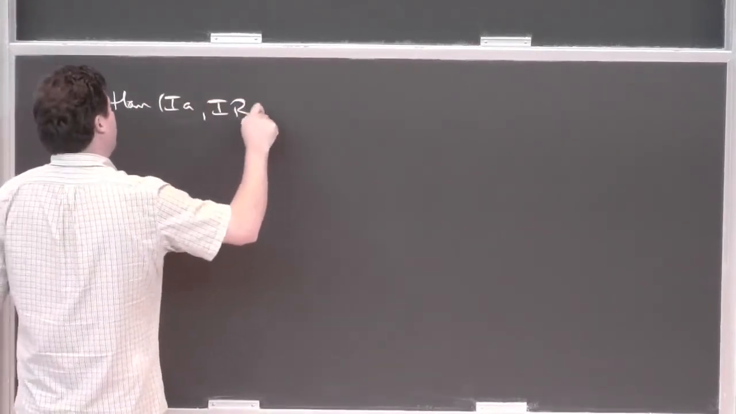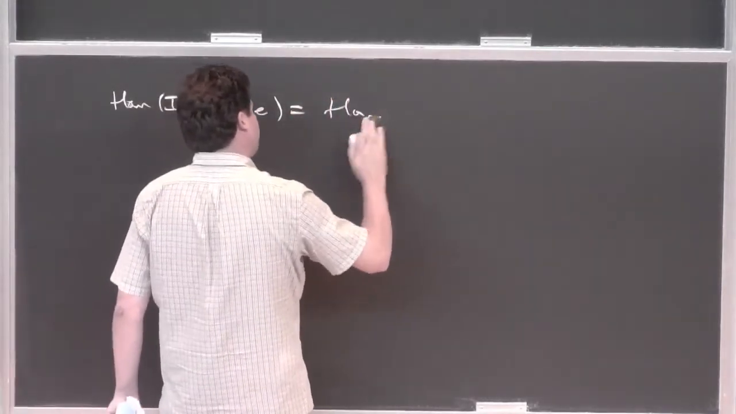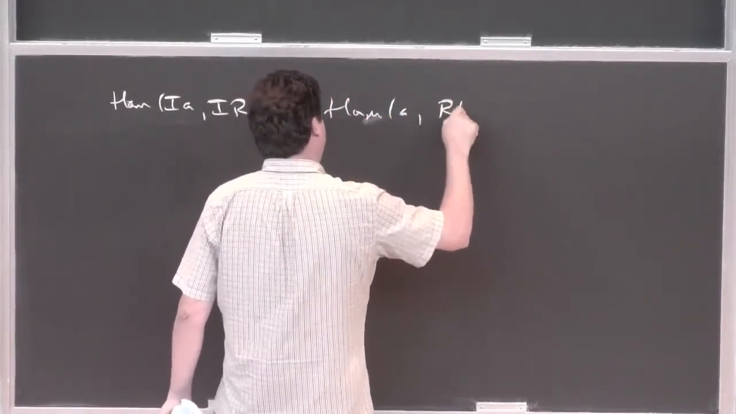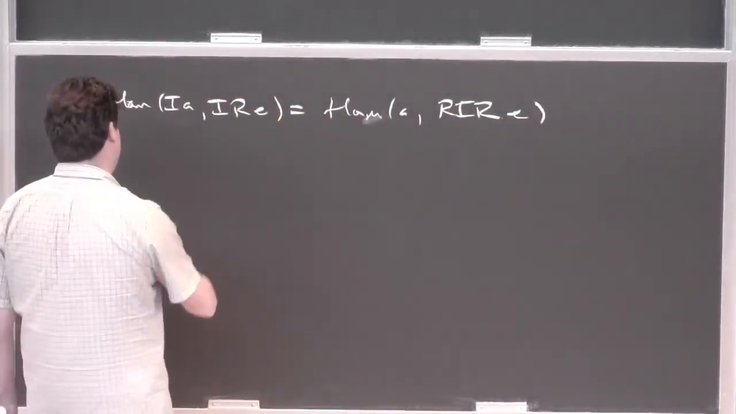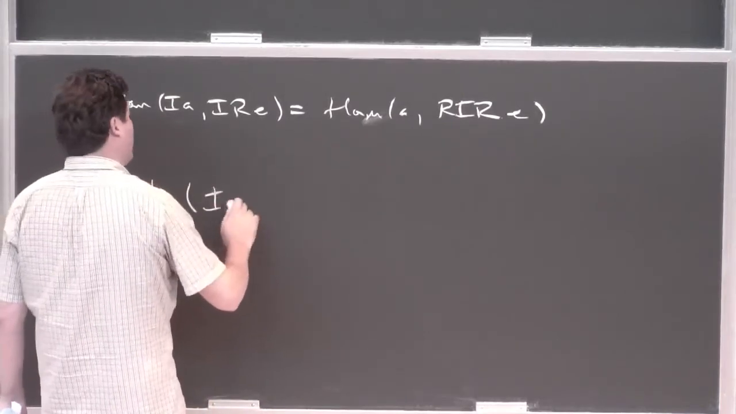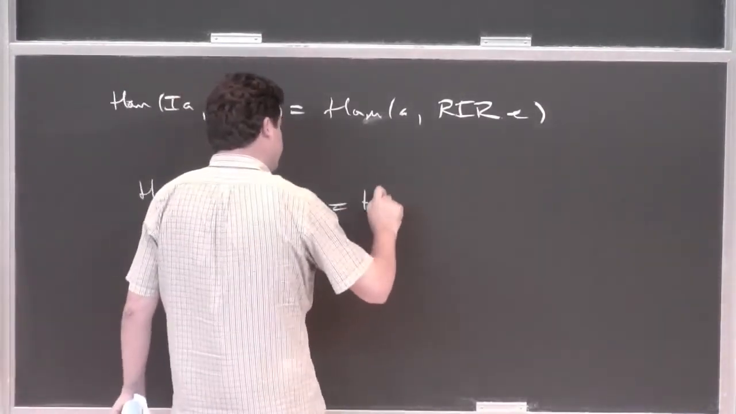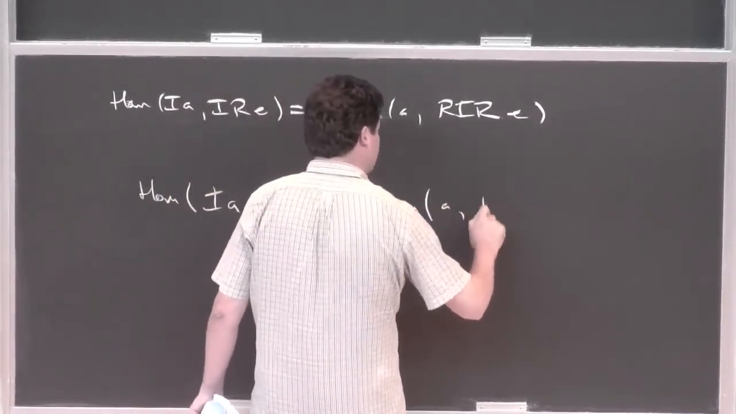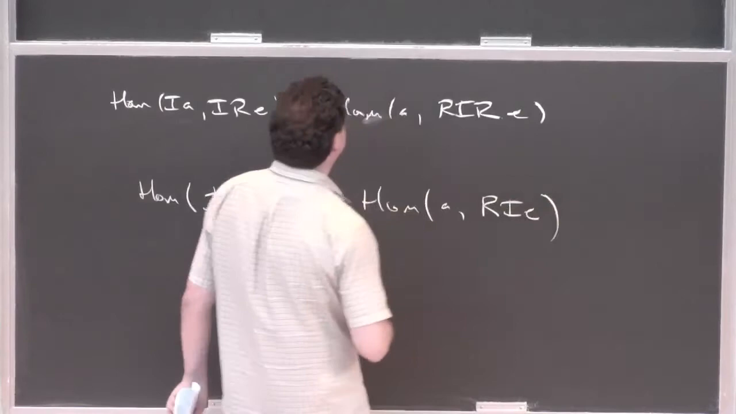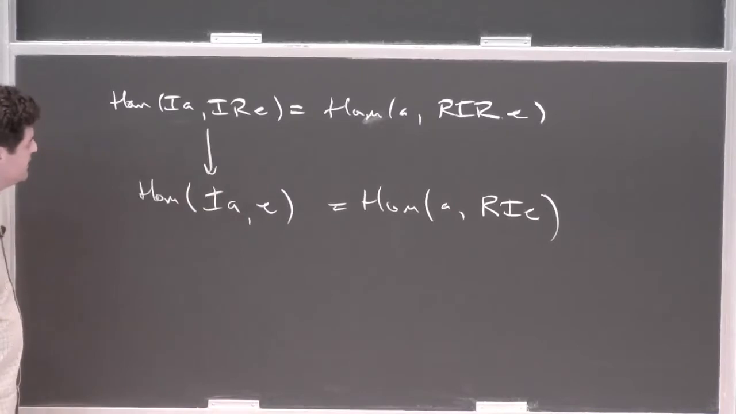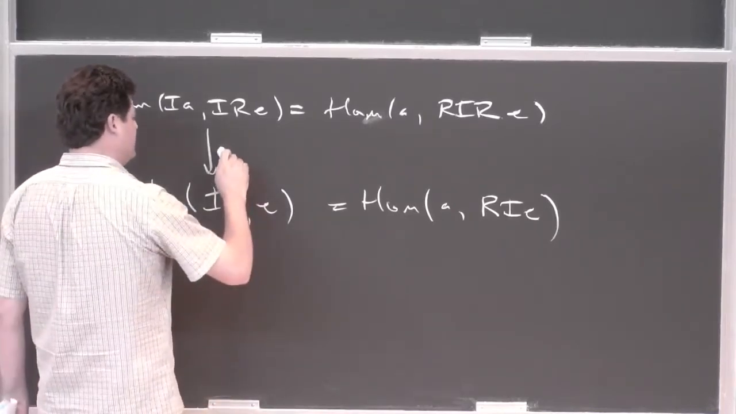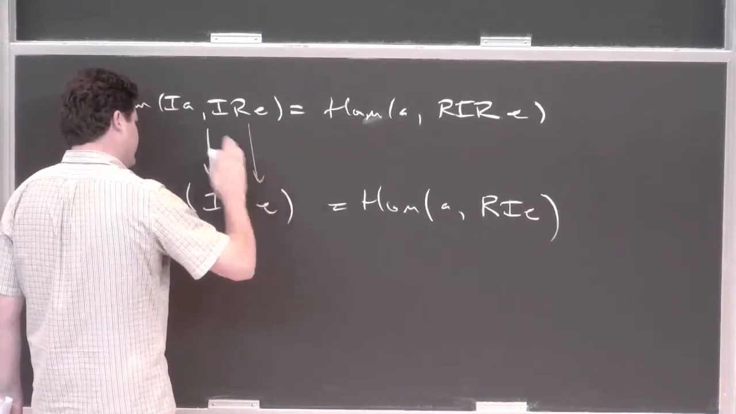And so let's see. Well, Hom from IA to IRE is Hom from A to RIRE, and Hom from IA to E is Hom from A to RE. So we have a map like this, coming from the co-unit of the adjunction, right? It's coming from the co-unit of the adjunction here.